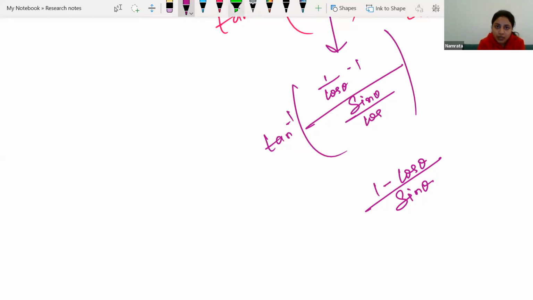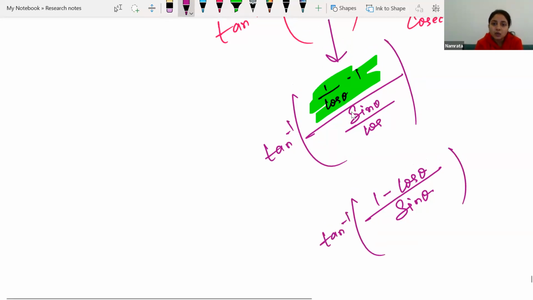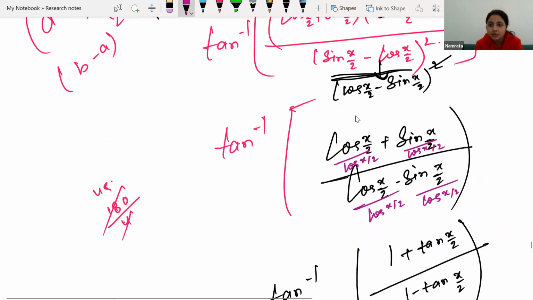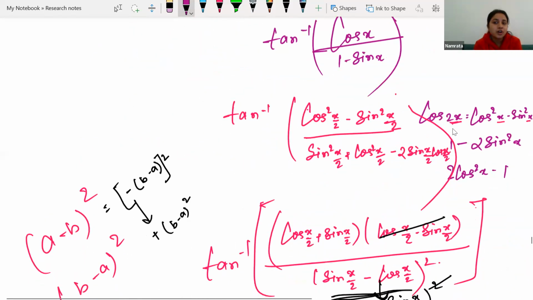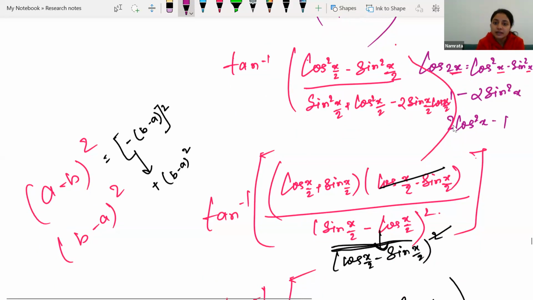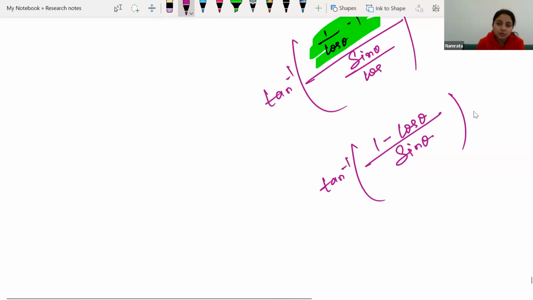If you are wondering how I got 1 minus cos theta, I have done the simplification directly, but you need to show the step. Now for 1 minus cos theta, we were just discussing the formula of cos 2 theta, and three formulas we have written over here. Cos 2 theta is cos square theta minus sin square theta, 1 minus 2 sin square theta, and 2 cos square theta minus 1. From these three formulas we will use one so that this 1 will get cancelled out.